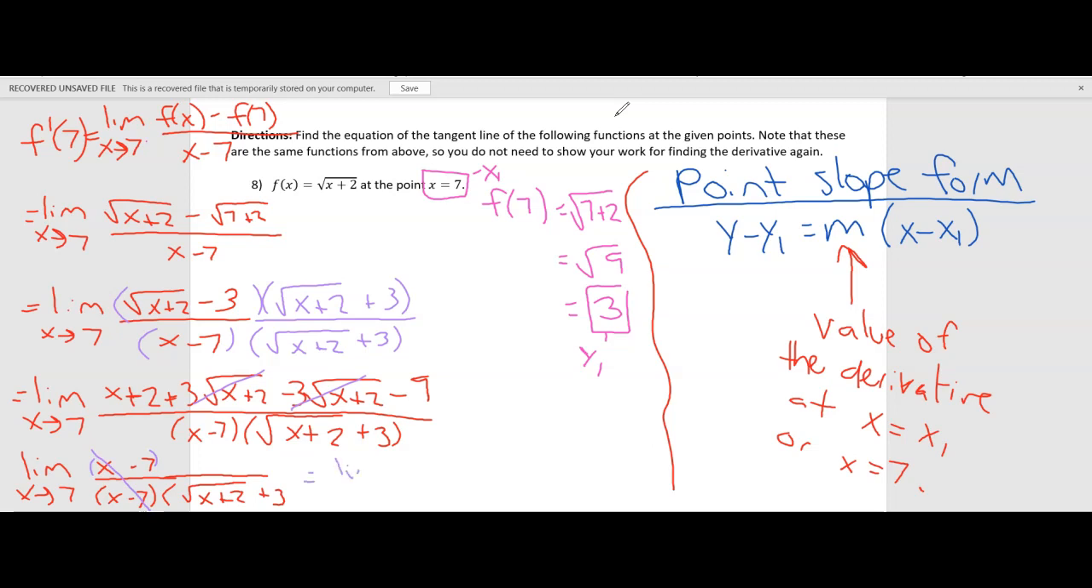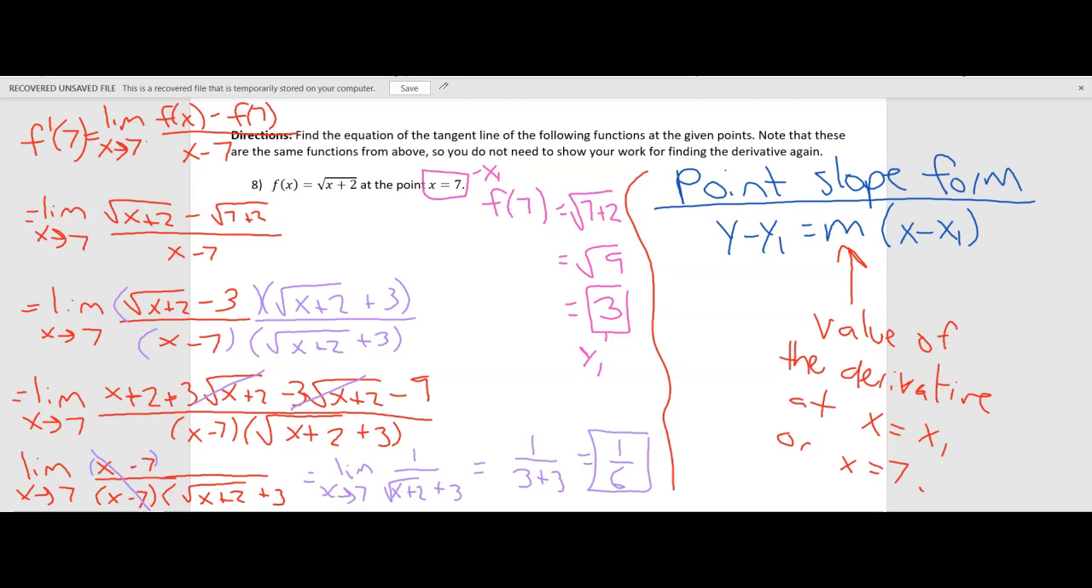So I'm left with the limit as x approaches 7 of 1 over radical x plus 2 plus 3. Okay, now I can try direct substitution again. My denominator and my numerator are not going to both go to 0, so I'm not going to get an indeterminate form. So I get 1 over 3 plus 3, which is equal to 1 over 6.